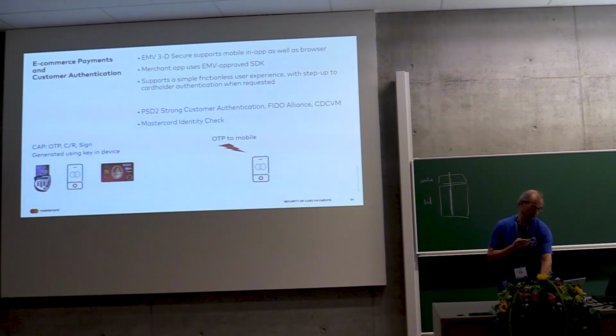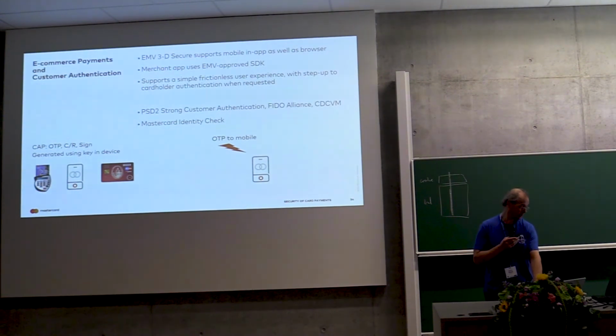We also have, I've mentioned some of this already, the strong customer authentication. So this also relates back to Payment Services Directive 2, requiring strong customer authentication. And EMVCo is working with something called the FIDO Alliance to improve the situation there. And Mastercard has a program in place called Mastercard Identity Check. And one of the possibilities there is to use one-time passcodes that are sent via SMS to the mobile phone. Some of you may already have used that approach.